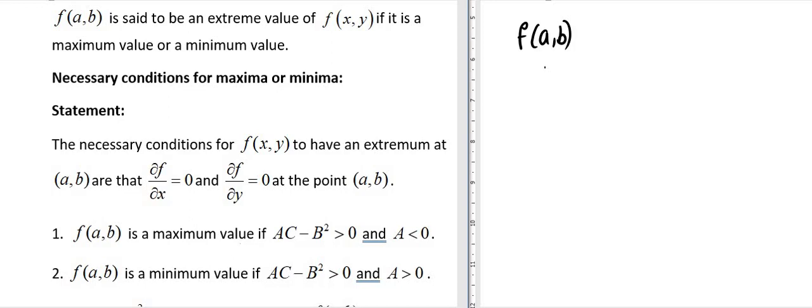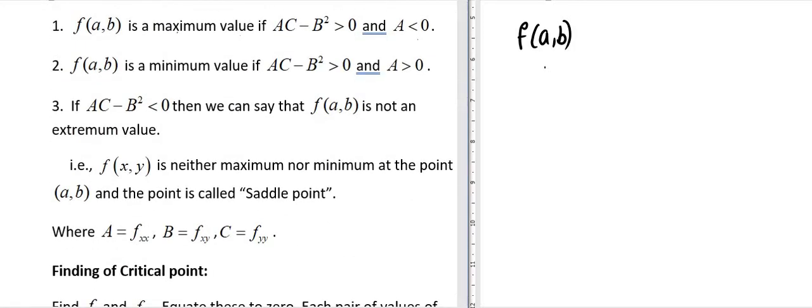Observe, in these two conditions, the value of ac minus b square is greater than 0. Whenever a less than 0, then f of a comma b is maximum. Whenever a greater than 0, then f of a comma b is a minimum value of f of x comma y.